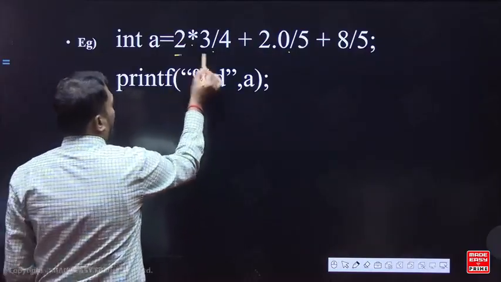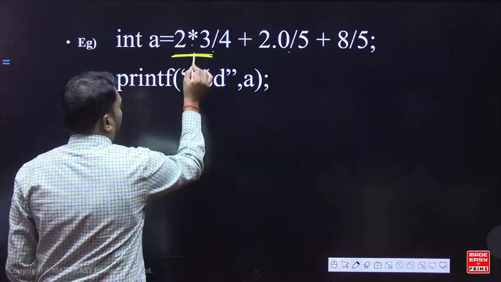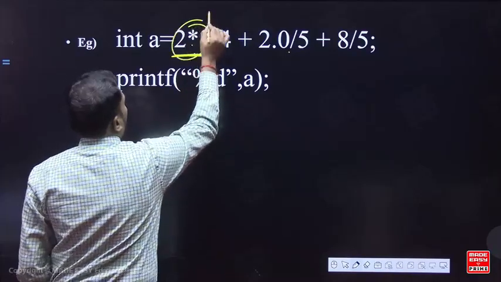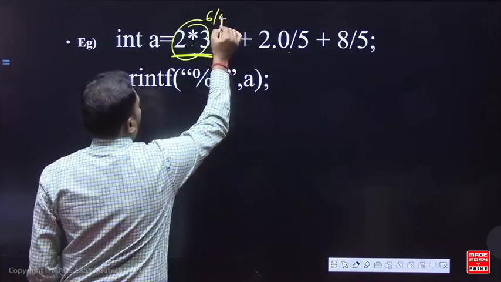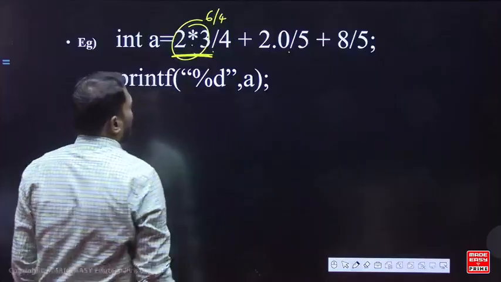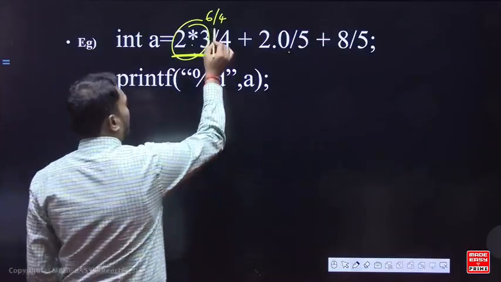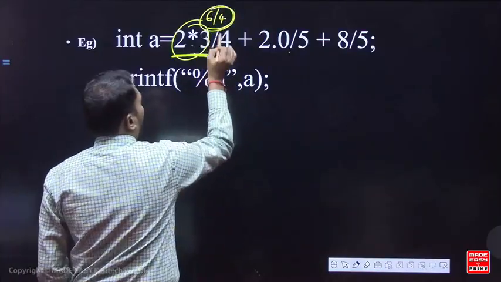Now tell me, 2 multiplied by 3, what is the answer of this? 6. So this will become 6 divided by 4. Now tell me, 6 divided by 4, what is the answer?